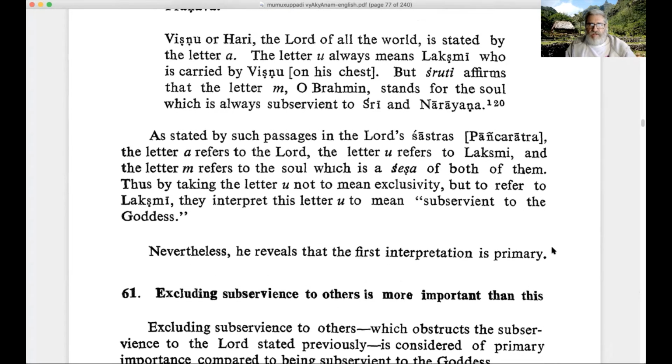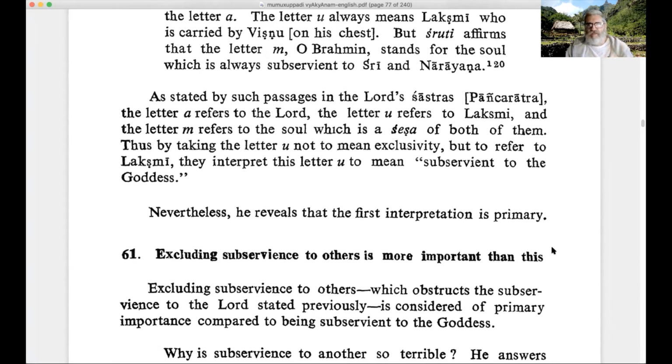So these are two quotations that are given here. Unfortunately, they're probably from Pancharatra somewhere, like that. And as stated by such passages in the Lord's Shastras, meaning Pancharatra, the letter A refers to the Lord, the letter U refers to Lakshmi, and the letter M refers to the soul, which is a shesha, or a servant of both of them. Thus, by taking the letter U not to mean exclusivity, but to refer to Lakshmi, these other persons interpret this letter U to mean subservient to the goddess. Nevertheless, he reveals that the first interpretation is primary.